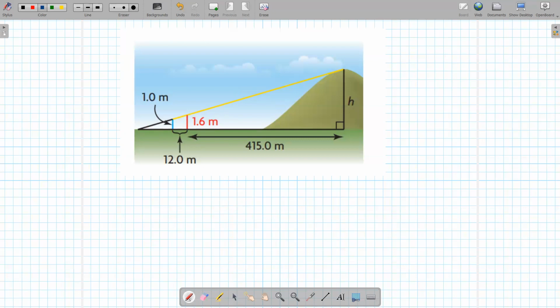Okay, what do we do? Any ideas whatsoever? We've proved that they're similar. The next step would be to find the scale factor.